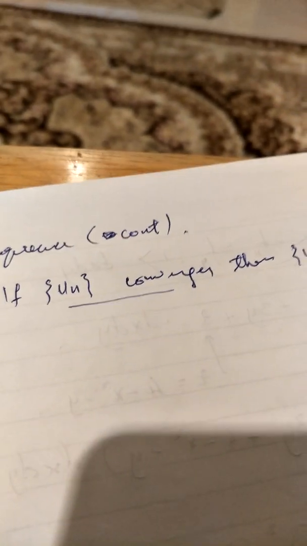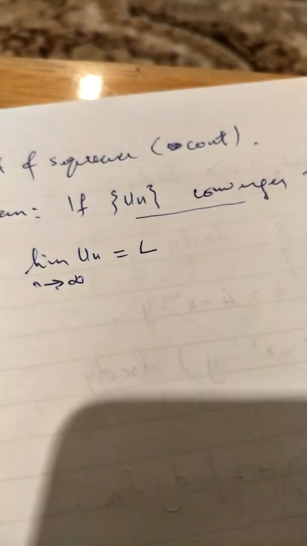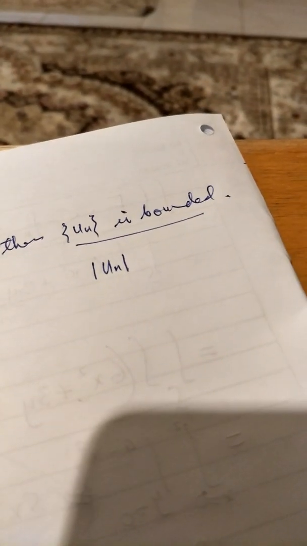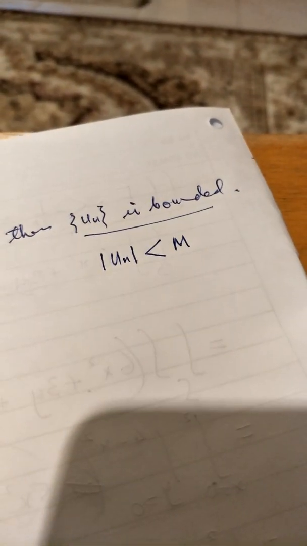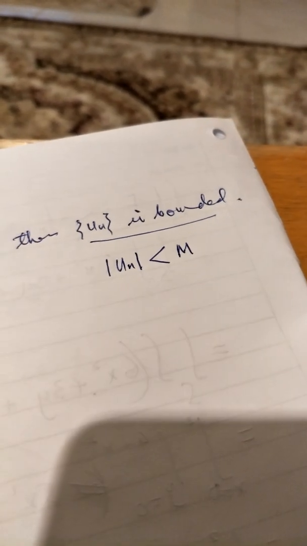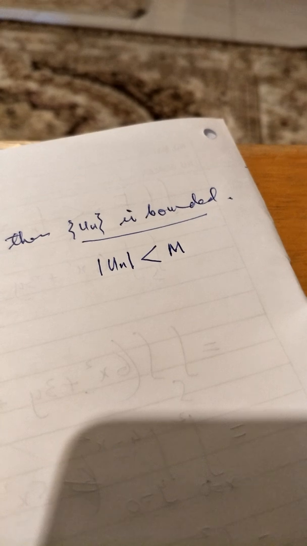First thing is that given un converges, what does it mean? Converge means the limit exists, which means the limit of un as n approaches infinity converges to some number L. Then bounded. What do we mean by un is bounded? Bounded means if we take the absolute value of un, this will always be less than some number M, for all n.